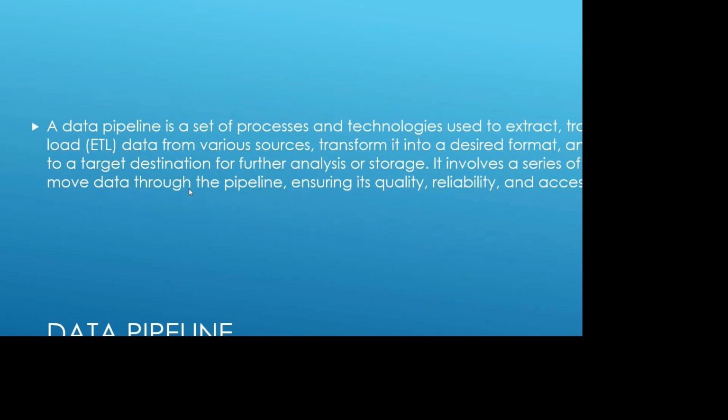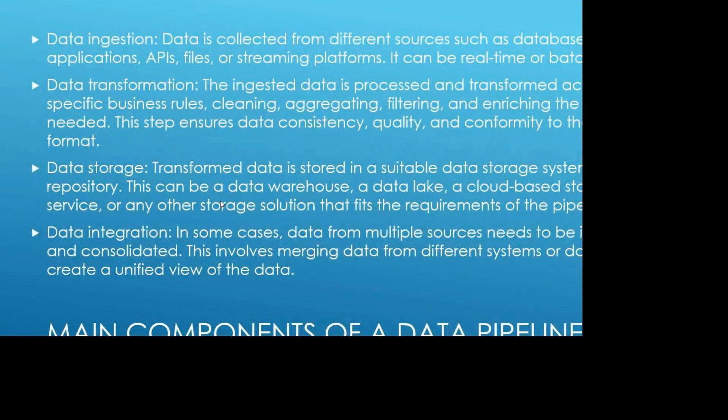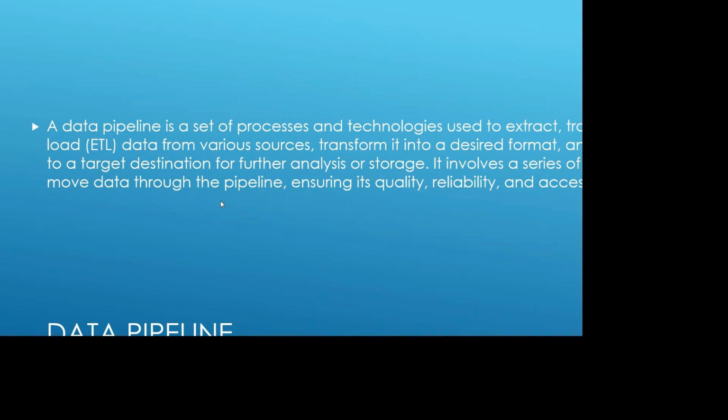Okay, this is finally for analysis purposes. It involves a series of steps that move data through the data pipeline, ensuring its quality, reliability, and accessibility. Okay, the main components of a data pipeline. You understand this concept. A data pipeline is a set of processes and technologies used to extract, transform, and load.